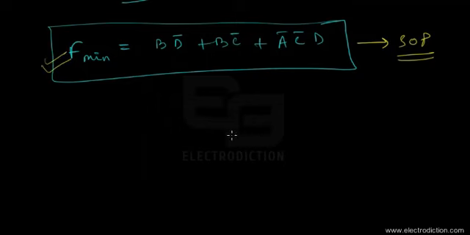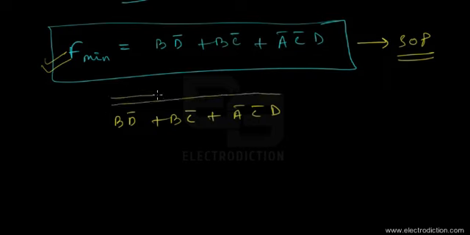So let's check it out. Now we need to convert this particular result into the form of NAND logic. So let me write it down once again: BD bar plus BC bar plus A bar C bar D. Now let's put two big bars over them, so that they just remain neutral as such. It's just basic Boolean algebra, so it's not a big deal.